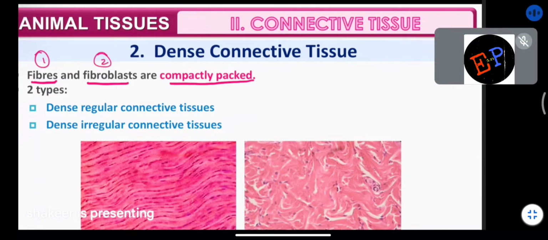So these cells are compactly packed in the dense connective tissue, and there are two types. One is dense regular, the second one is dense irregular. In the figure you can also see there is some regularity in this figure, and there is no regularity in this figure. Clear? So that's it.